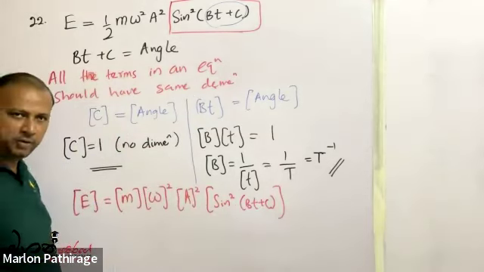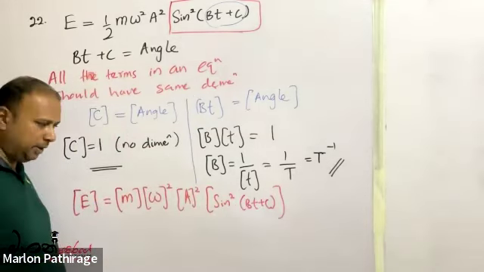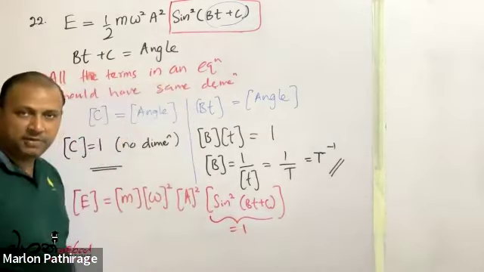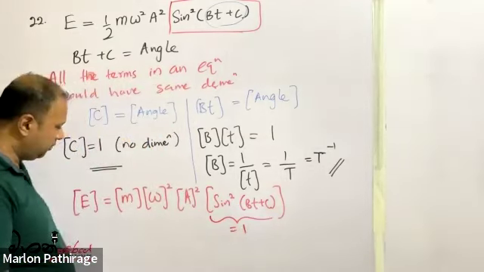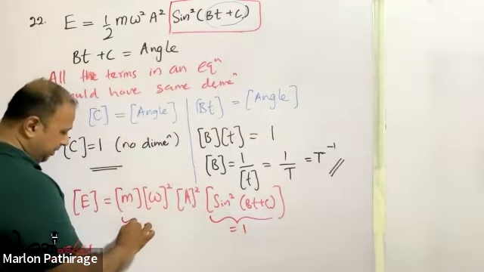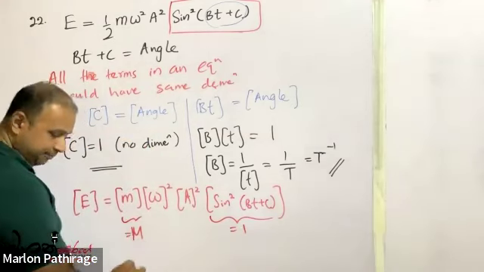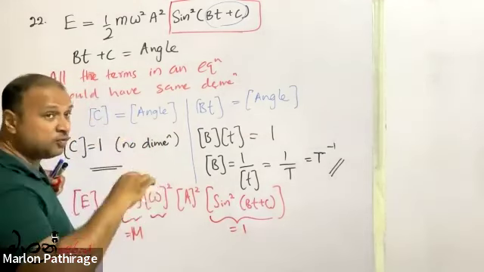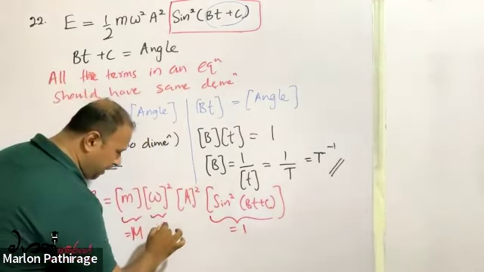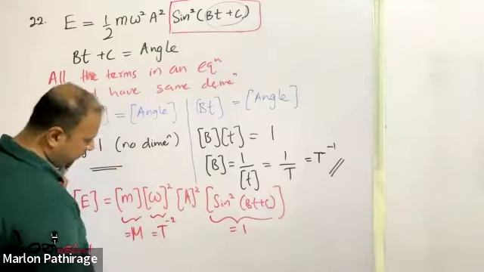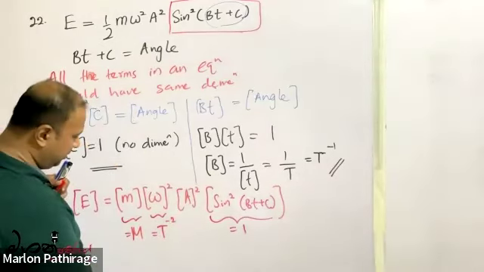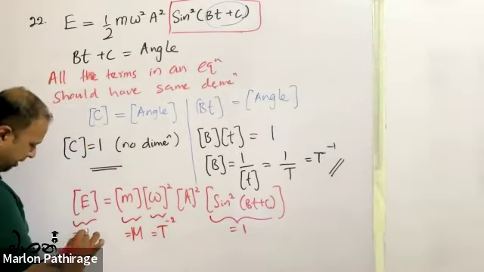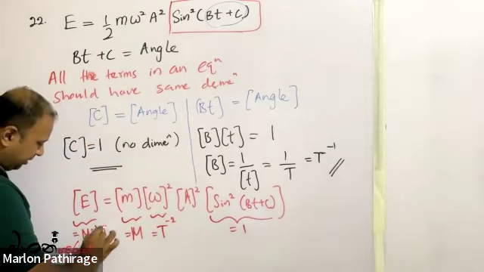Once you write the dimensional formula, you can assign the dimensions. This part is 1 because it doesn't have a dimension. It is a trigonometric function. Here, the dimension is capital M. Here, the dimension is T minus 1. T minus 1 squared is T minus 2. The dimension of energy is equal to M L squared T minus 2.